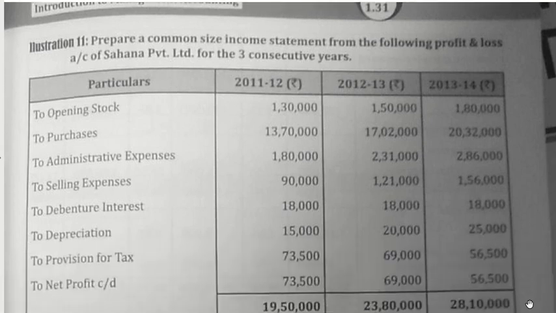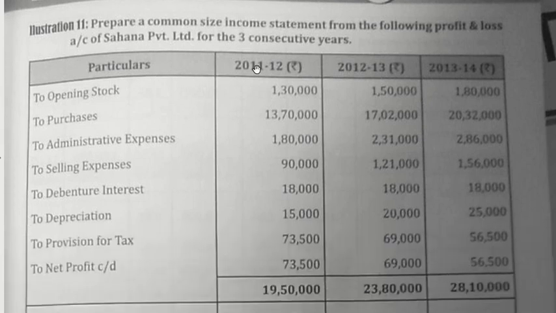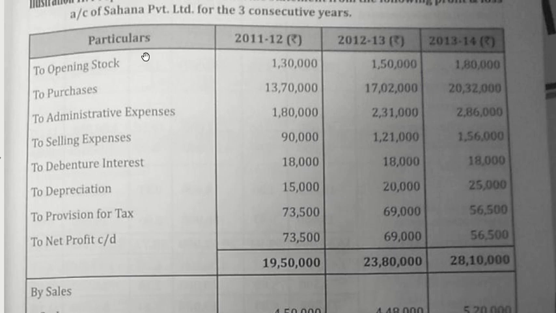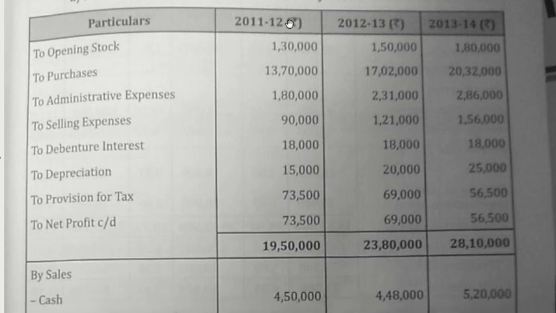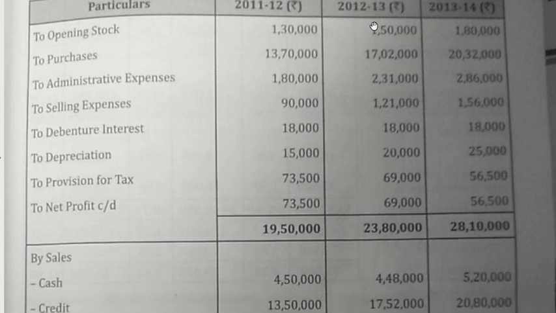So our next question is, prepare a common size income statement from the following profit and loss account of Sahana Private Limited for the consecutive 3 years. So in this question you basically have 3 years. So you are supposed to prepare a comparative income statement for 3 years. So what is your base year? 2011 to 2012. Your next is 2012 to 2013, and the third year is 2013 to 2014. Nothing changes, just the number of years has increased.